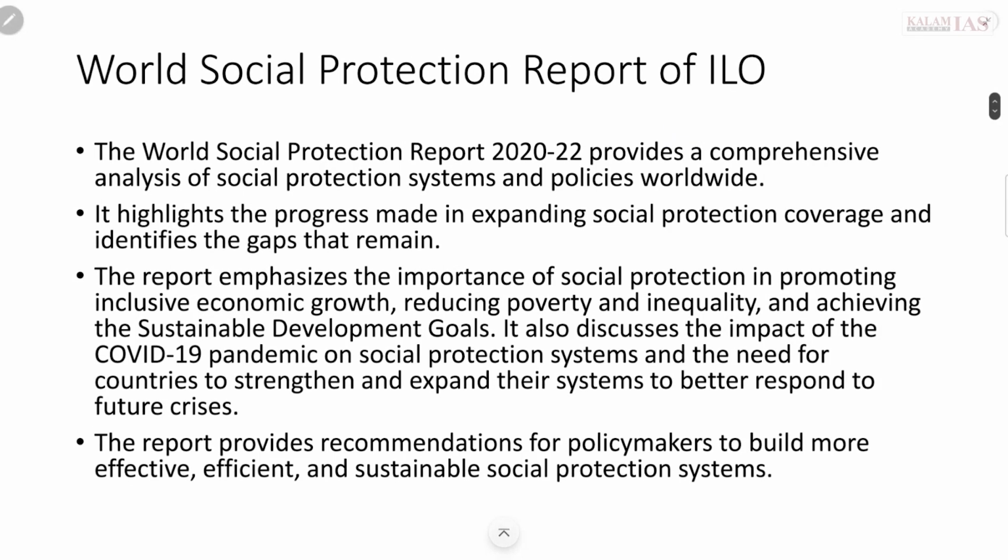Now we come to the World Social Protection Report of the International Labour Organization. We had discussed the scope of the ILO. The ILO also took up the idea of social security after the Philadelphia Declaration of 1944. We have discussed this in an earlier class. The World Social Protection Report provides a comprehensive analysis of the social protection systems and policies worldwide. It highlights the progress made in expanding social protection coverage and identifies the gaps that remain.